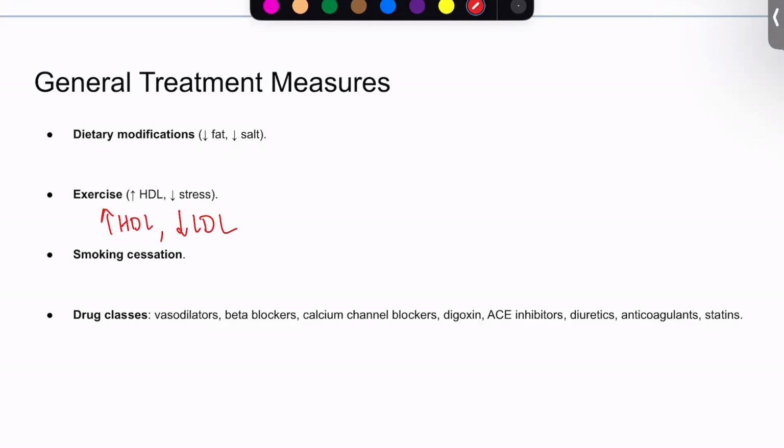Smoking cessation, obviously, that's always a big thing, especially whenever we talked about nicotine. Nicotine is a very strong vasoconstrictor, and because of that, that causes an increase in blood pressure. And then there's a bunch of different drug classes, which we'll talk about.